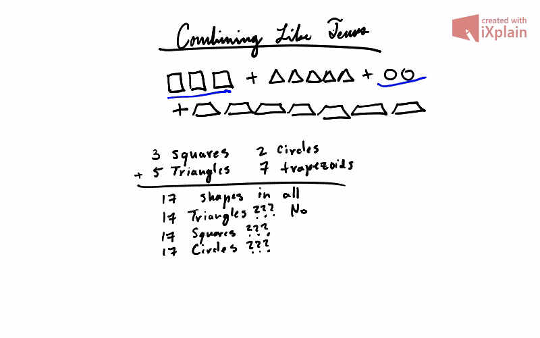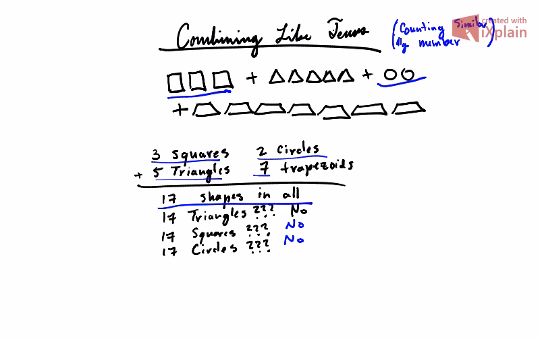Now, combining like terms is the same thing as counting objects. Counting similar objects. But instead of objects, you're dealing with counting similar algebraic terms. So you don't have 17 squares, and you certainly don't have 17 circles. You have 17 shapes in all, but you have 3 squares, 2 circles, 5 triangles, and 7 trapezoids.